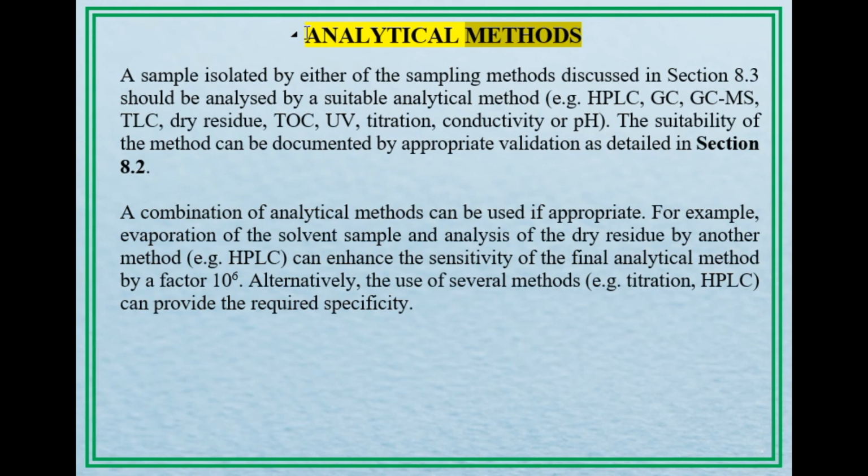Analytical methods. A sample isolated by either of the sampling methods discussed in section 8.3 should be analyzed by a suitable analytical method, for example HPLC, GC, GC-MS, TLC, dry residue, TOC, UV, titration, conductivity or pH. The suitability of the method can be documented by appropriate validation as detailed in section 8.2. A combination of analytical methods can be used if appropriate.